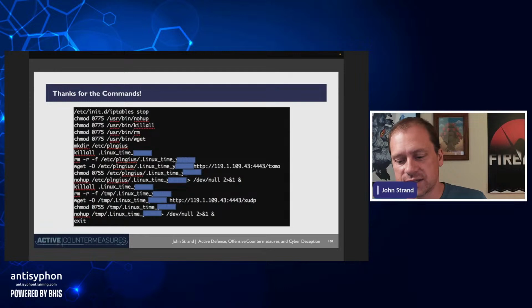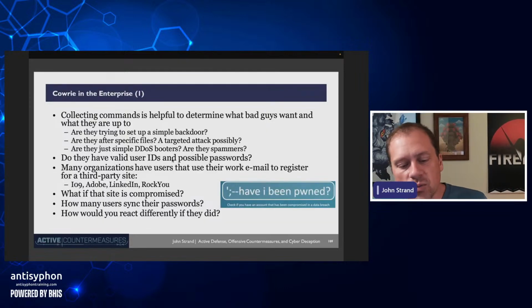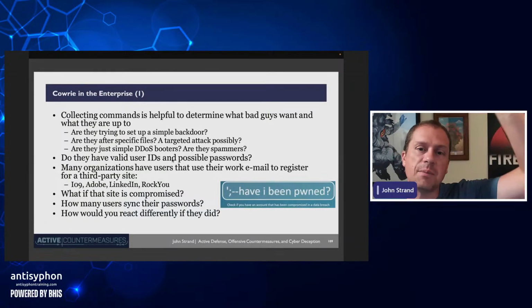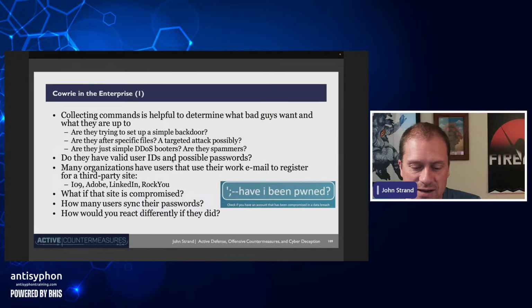So we're looking at threat intel in the organization. When you're running this, you want to collect these commands to find out what the bad person is up to. What are their IP addresses? What is their malware? What is their backdoor? Are they just DOS booters? Are they after certain files? What is the name of their other IP addresses where they're downloading additional backdoors? Are they attempting to use valid user IDs and IP addresses?